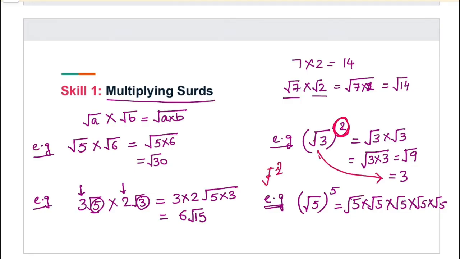So in this case, we have 2 square roots here and 2 square roots here. Finding it easier to do, square root of 5 times square root of 5 becomes 5, times another square root of 5 times square root of 5 becomes 5, times you're left with square root of 5. So that gives you 25 square root of 5.